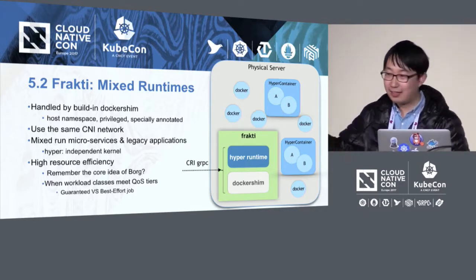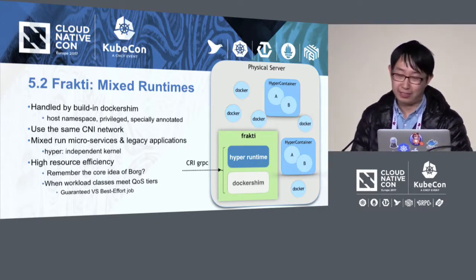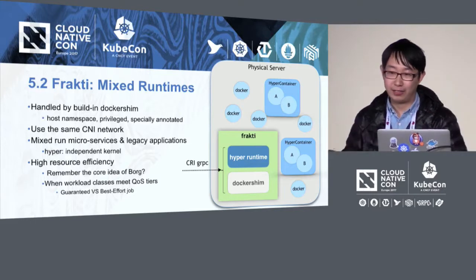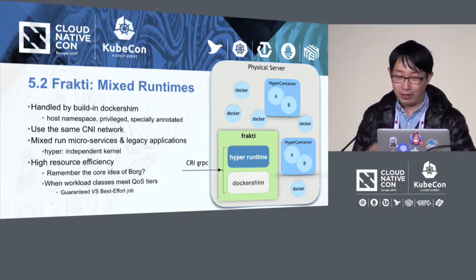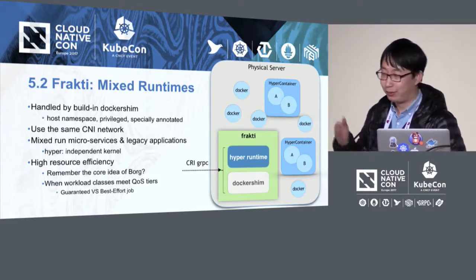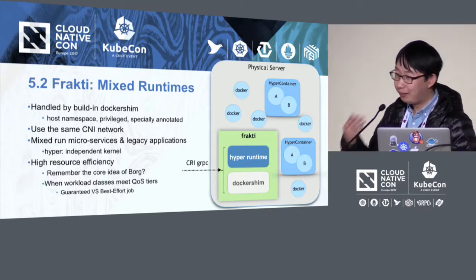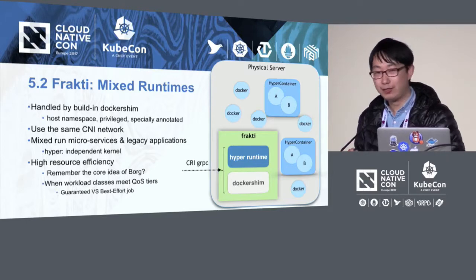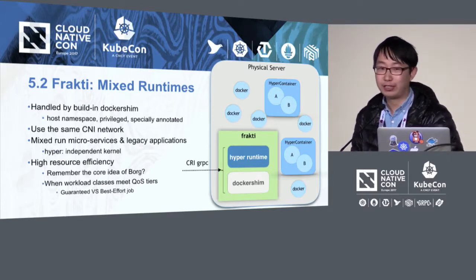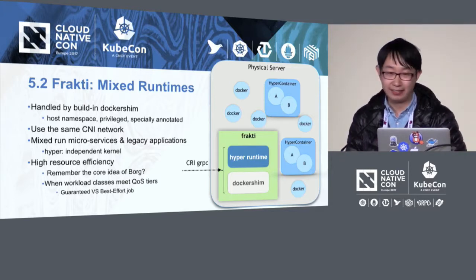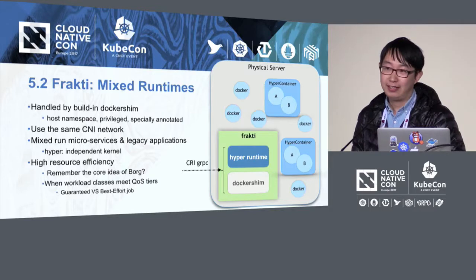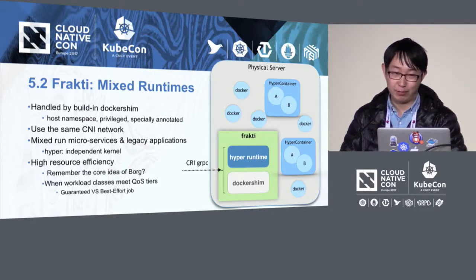This Docker shim will also use the same CNI network plugin. So the Docker container here and the HyperContainer can communicate with each other. This also enables you to mix your microservices with legacy applications, because HyperContainer will provide you with an independent kernel. So any application which can run in your virtual machines or physical machines can be migrated to HyperContainer very easily without extra effort. At the same time, you can also run your newly created microservices in Docker on the same machine. So that's good.